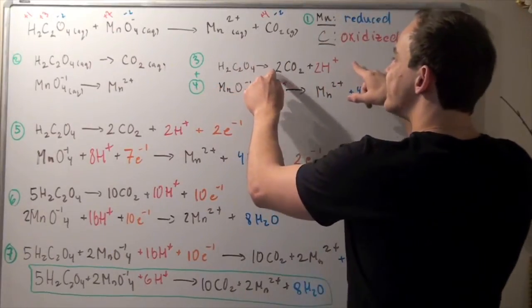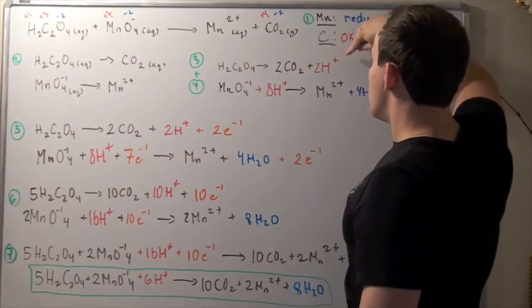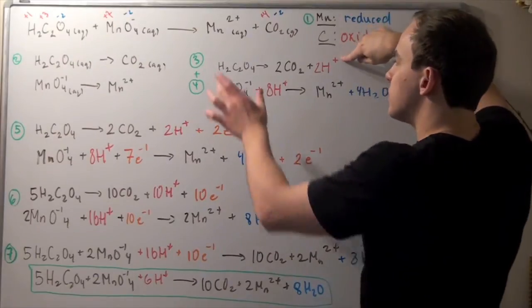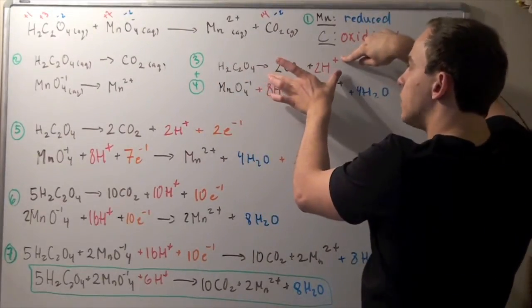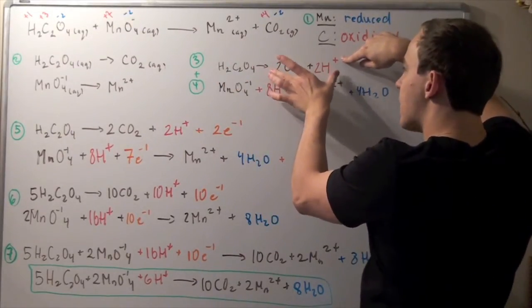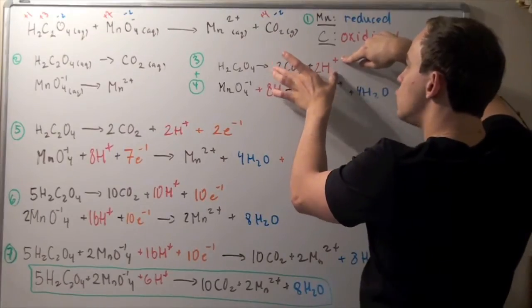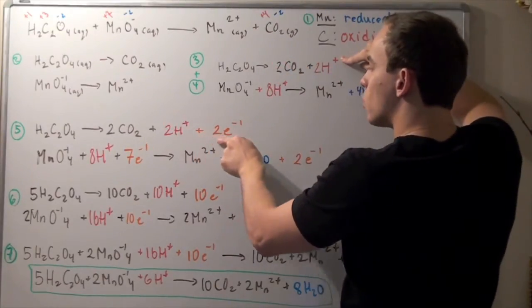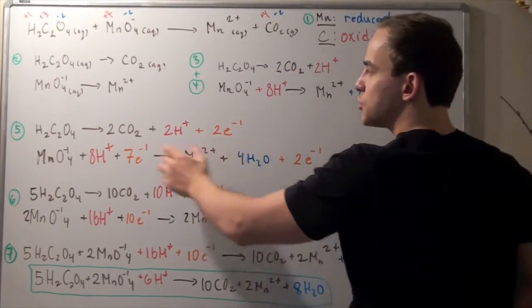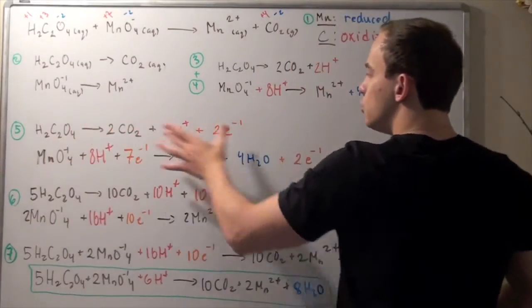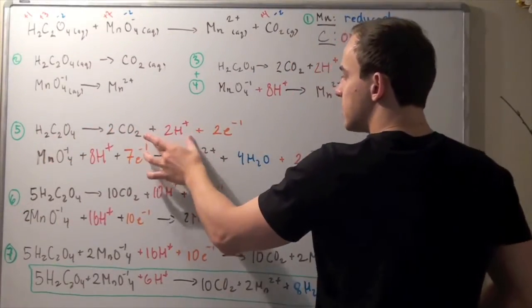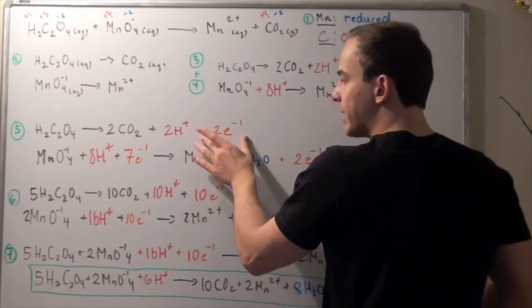On this side, it's not neutral because we have 2 positive charges. So this side is neutral, this side is +2. So to make this side 0, I have to add 2 electrons. That's exactly what I do. And now my charge is neutral, because these 2 pluses cancel with these 2 minuses.